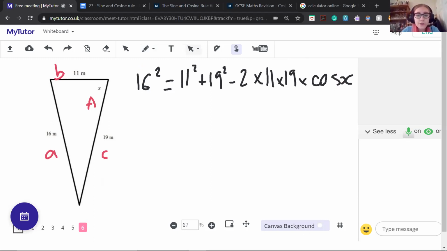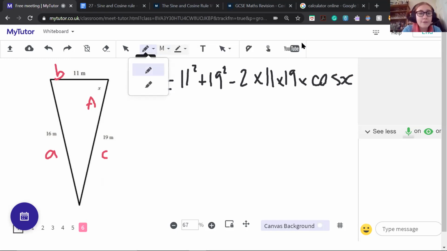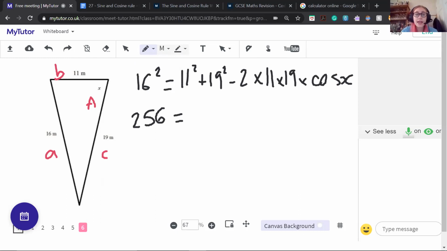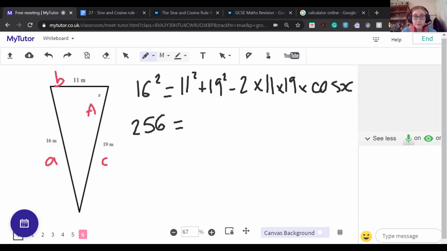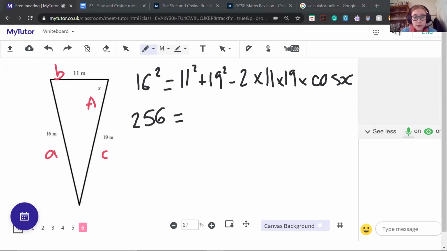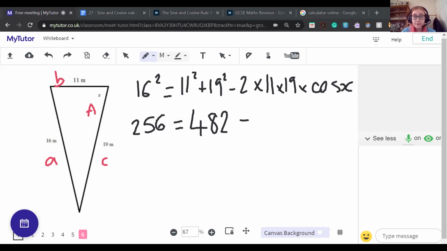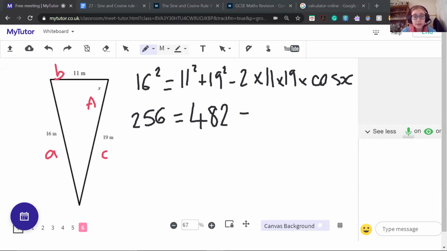So we're going to start off by simplifying the 16 squared. Basically, first of all, we do any of the straight arithmetic that we have to do. So 256. And then we simplify 11 squared plus 19 squared. So 11 squared plus 19 squared, 482. Then I do 2 times 11 times 19. So that gives us 418.